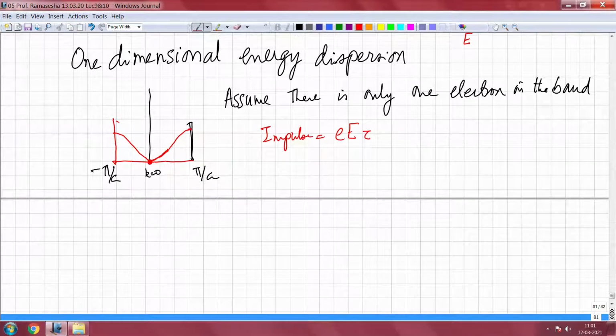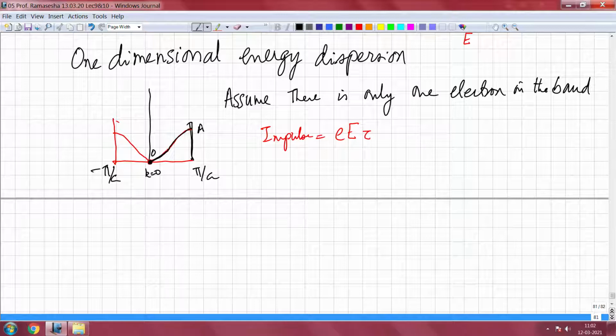So the electron that is here will start moving up as I apply the field, because when I apply the field I am applying a force on the electron, and the force on the electron will make the electron's momentum change. It increases and it keeps going up. So from say the point 0, it can go up to the point A.